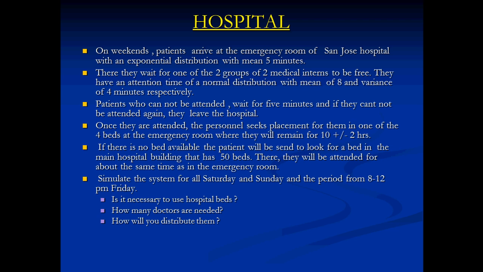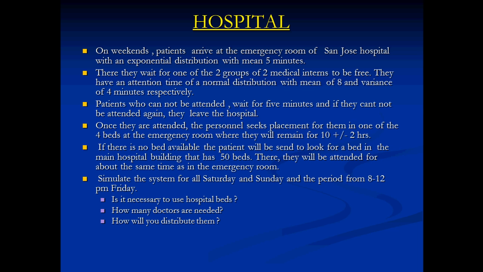This problem is going to be solved by you, and it says, on weekends, patients arrive at the emergency room of San Jose Hospital with an exponential distribution with mean of 5 minutes. There they wait for one of the two groups of 2 medical interns to be free. They have an attention time of a normal distribution with a mean of 8 and a variance of 4 minutes respectively.